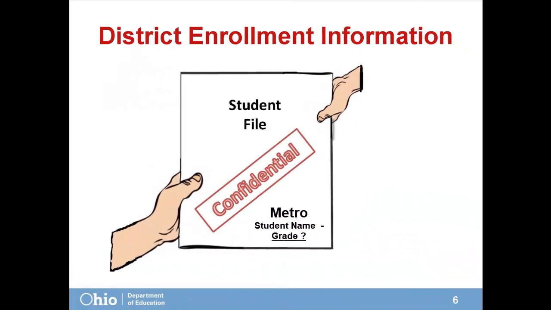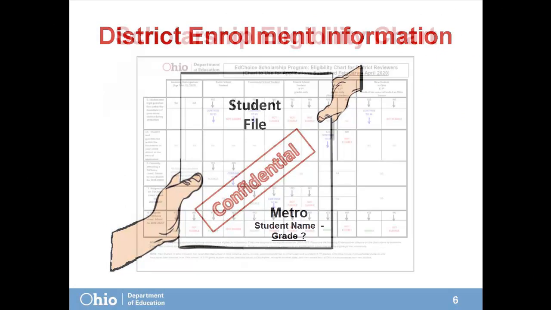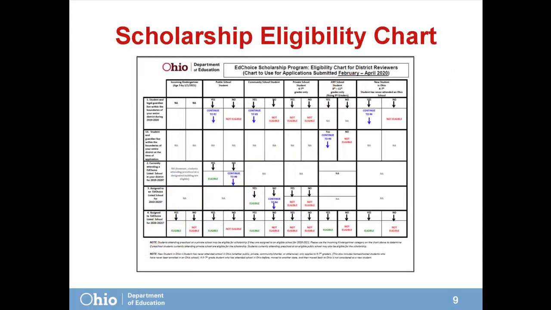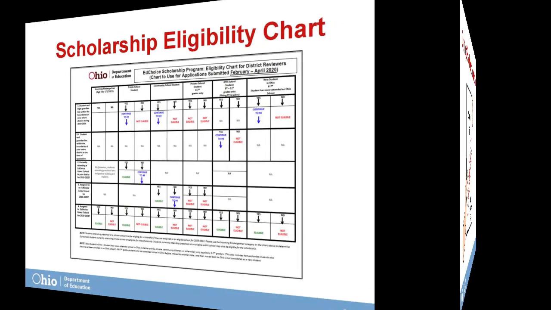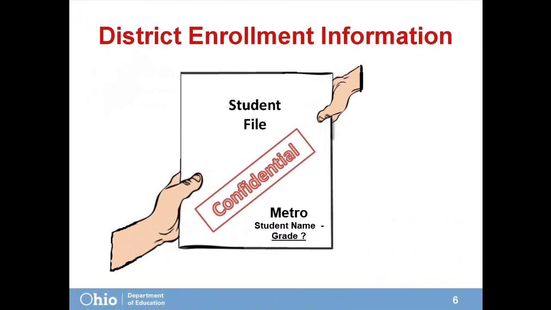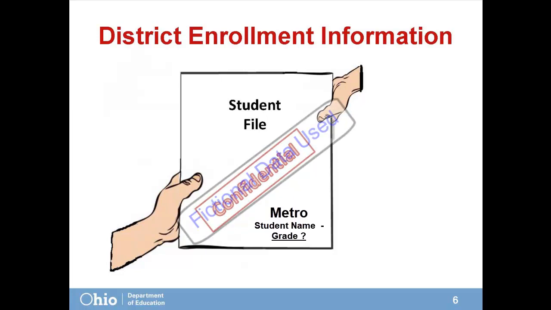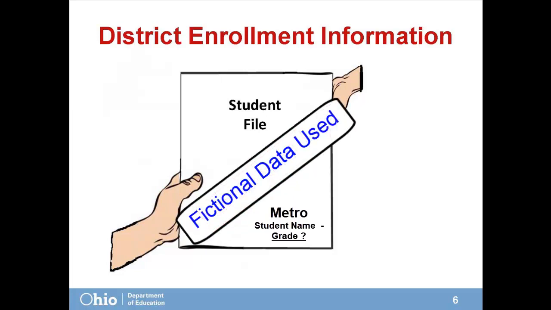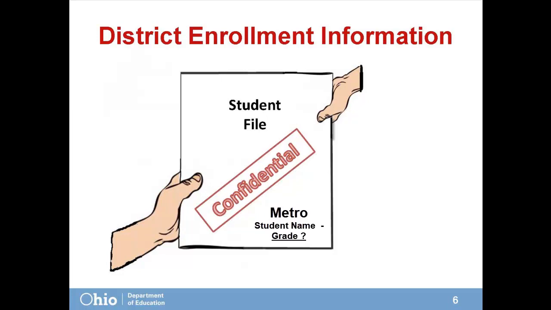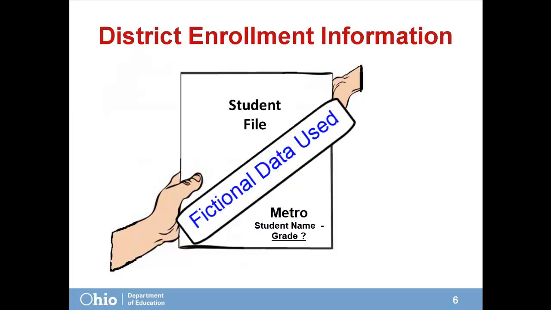During our review process, we will present the district enrollment situation and use the EdChoice eligibility chart for district reviewers to determine if the student applicant meets potential eligibility situations. Please be aware this tutorial will use fictional student data, but it will demonstrate actual situations that district reviewers may encounter. If you have any questions about student eligibility, please contact the EdChoice office.